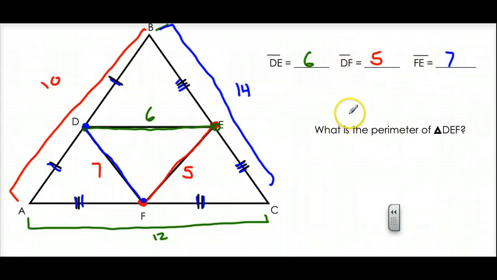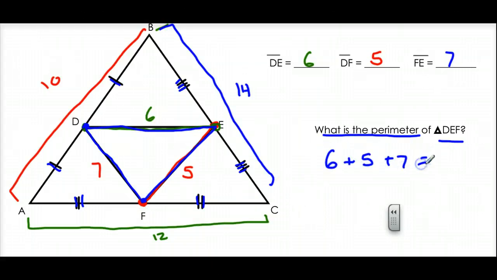The final question, though, is what's the perimeter of DEF? Well, this triangle goes right here, DEF. All we have to do is add the sides, so 6 plus 5 plus 7. When we add those together, we get 18, and that would be the perimeter of DEF.